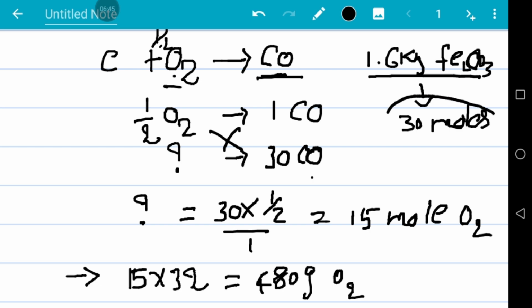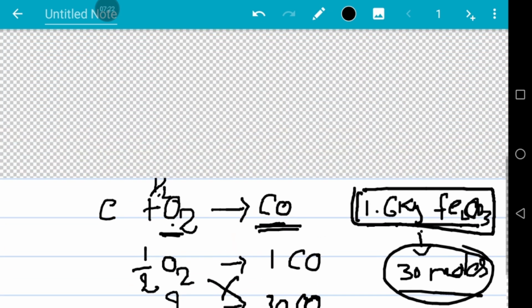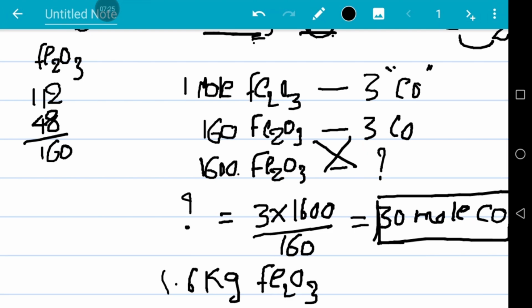Enough CO, how much? That is 30 moles of CO, enough to reduce the 1.6 kg of Fe2O3. We have to reduce Fe2O3 with CO. How much CO is required? That CO is formed from oxygen, so this amount they are asking, the oxygen amount. So 1.6 kg of Fe2O3 is reduced by 30 moles of CO. This 30 moles of CO is produced from 15 moles of oxygen. 15 moles means how many grams? 15 into 32 is 480 grams of oxygen required. So this is the answer.